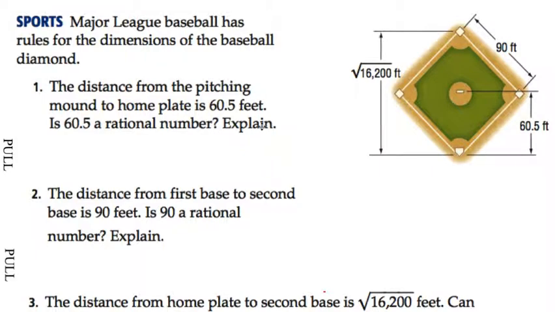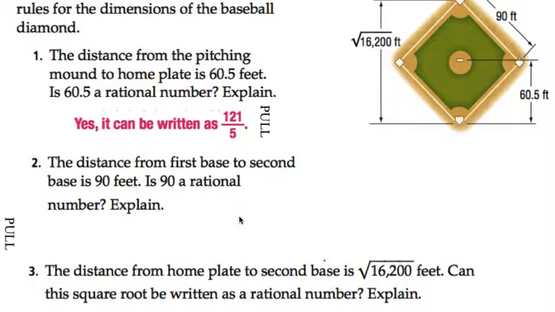Here's a sports example. It says Major League Baseball has rules for the dimensions of the baseball diamond, which I'm sure you're aware of. It says the distance from the pitching mound right here in the center to home plate is 60.5 feet. Is that a rational number? Well, yes it is. That number could be written as a fraction. It turns out it's 121 over 5. So it is a rational number. Remember, rational numbers can all be written as fractions.